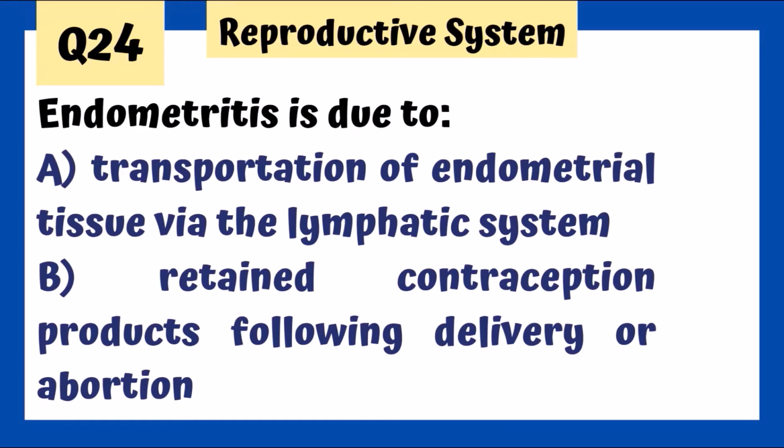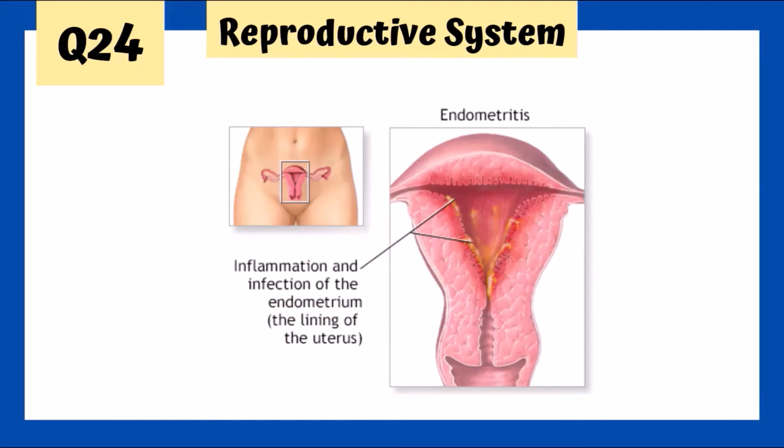All right, question 24. Endometritis is due to retained contraception products following delivery or an abortion. It leads to inflammation of the endometrium, and a patient, let's say, a few days after birth could present with fever and pelvic pain because of the infection. And we treat it with various antibiotics such as gentamicin and clindamycin, possibly ampicillin. And here we just see inflammation of the endometrium.